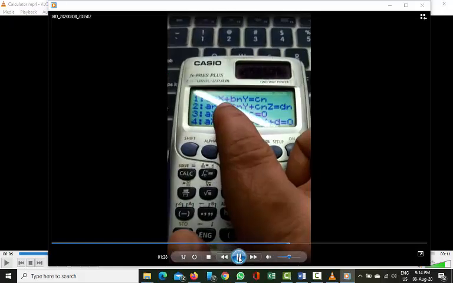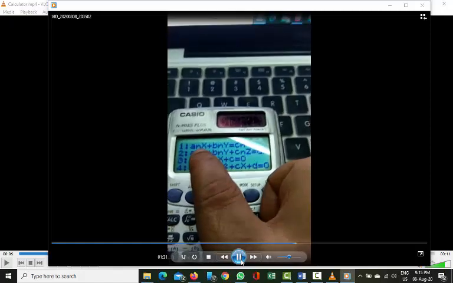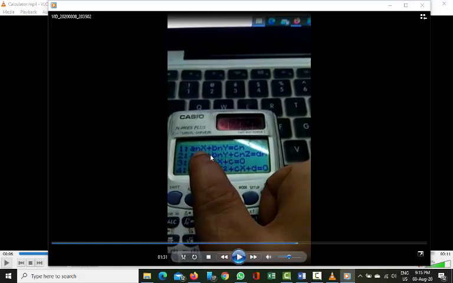You will press number 1 if you have only x and y, that means only 2 variables in the equation. In that case, you will choose 1. If you have 3 variables in the equation, then you will choose number 2.